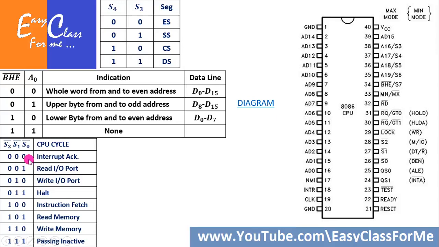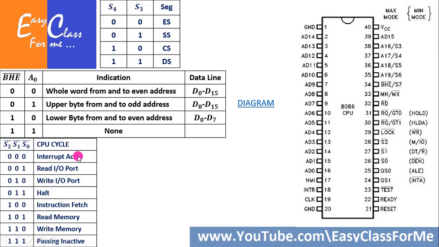So when it is 000, it is an interrupt acknowledge cycle. 001 is read input output port, then write input output port, halt the system, then instruction fetch, read memory, write memory, and passive, inactive. The meaning of this will be clear when we actually interface this microprocessor with some external circuit, and we will see it in maximum mode.